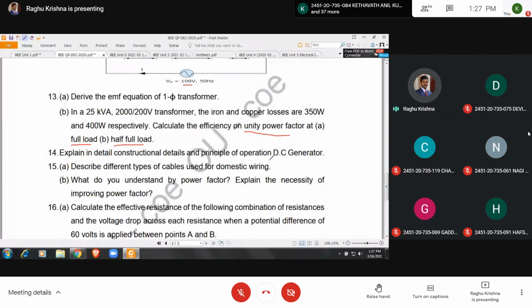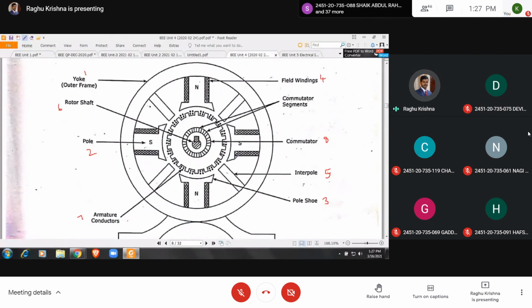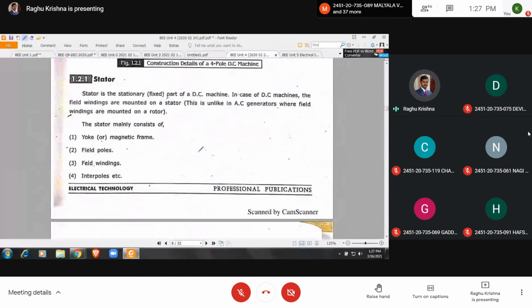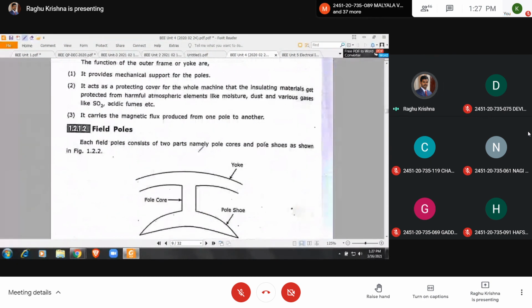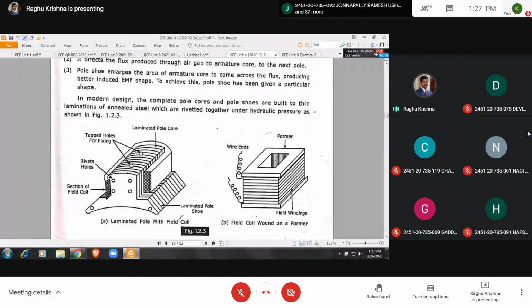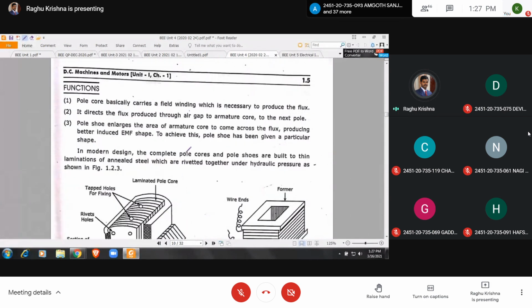So constructional details I have given. This is unit 4. For constructional details, you draw this diagram and explain the parts: yoke, poles. So diagrams are important. You don't need to draw this one, but if you are able to draw, you can. But this diagram is important.